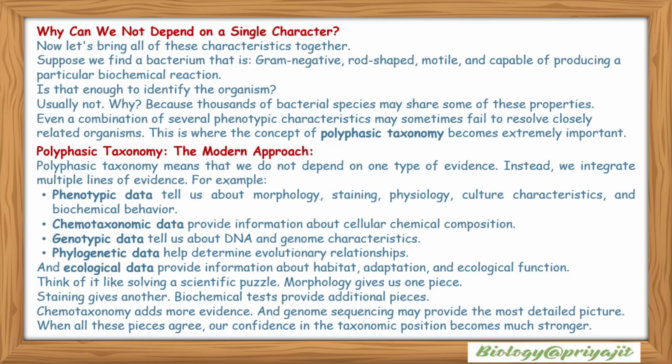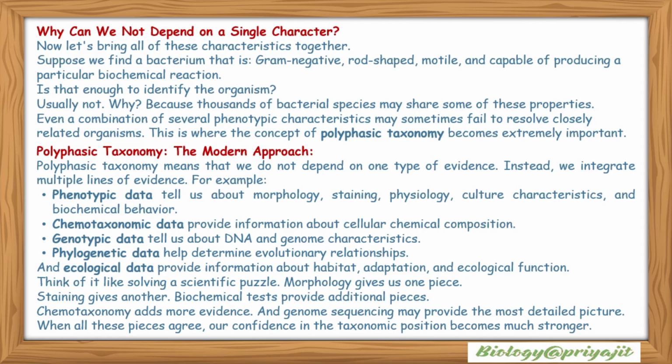Why can we not depend on a single character? Now let's bring all these characters together. Suppose we find a bacterium that is gram negative, rod shaped, motile and capable of producing a particular biochemical reaction. Is that enough to identify the organism? Usually not. Why? Because thousands of bacterial species may share some of these properties. Even a combination of several phenotypic characters may sometimes fail to resolve closely related organisms.